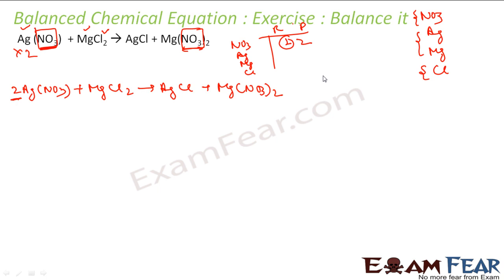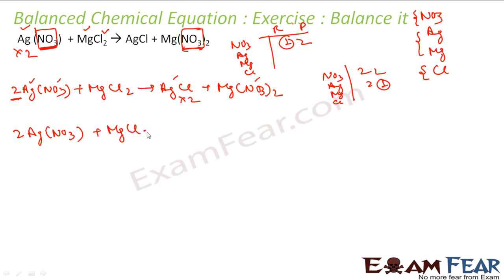Now again let's check if it is balanced or not. So we have NO3, Ag, Mg, Cl. NO3 is 2 here, 2 also here. Done. Ag is 2 here and 1 here. Oops, it is not balanced again. So let's multiply this again with 2. So you get 2 AgCl. So the next equation I'm getting is 2 AgNO3, which I'll write the same, plus MgCl2, also the same, gives 2 AgCl plus Mg(NO3)2. Correct?